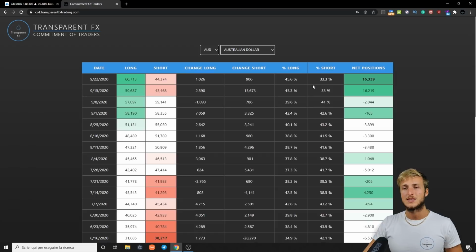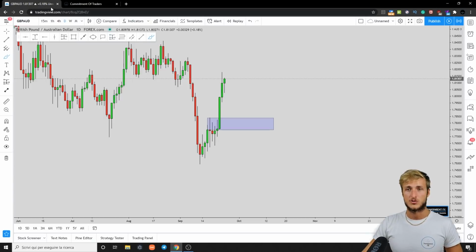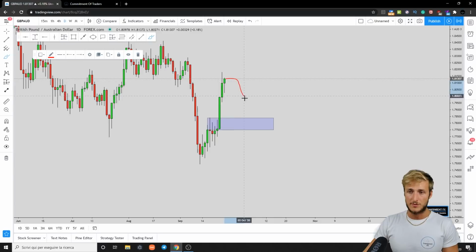And if we go and see what we have from an AUD perspective, what we can see. Now on the AUD, we can see that with the last report, hedge funds have opened another 1,000 longs, increasing net positions to 16.3K. This is a very strong increase because we were here at minus 2K, meaning that we went from having more shorts than longs from an institutional perspective on the AUD, with 59K shorts and 57K longs, to a situation where currently we have way more longs than shorts, with 60K longs and 44K shorts. So definitely the AUD is strong and the pound can be weak. So definitely we can expect this completion to the downside.